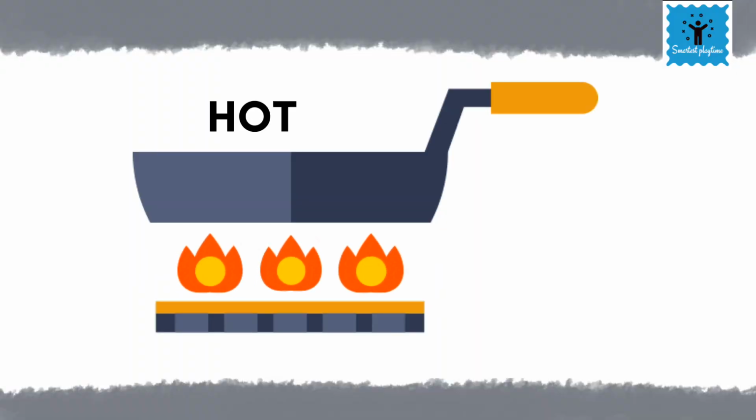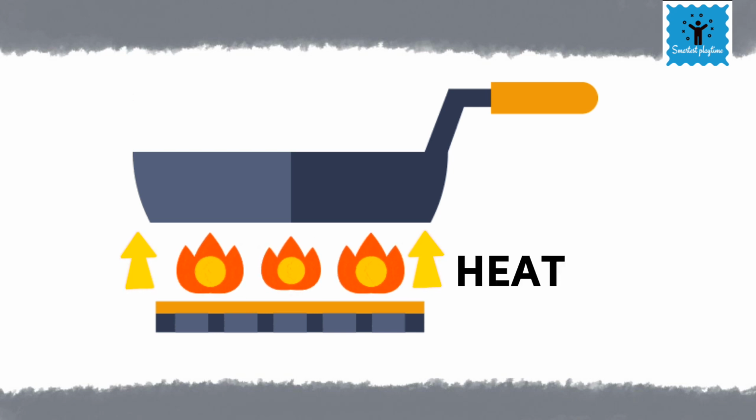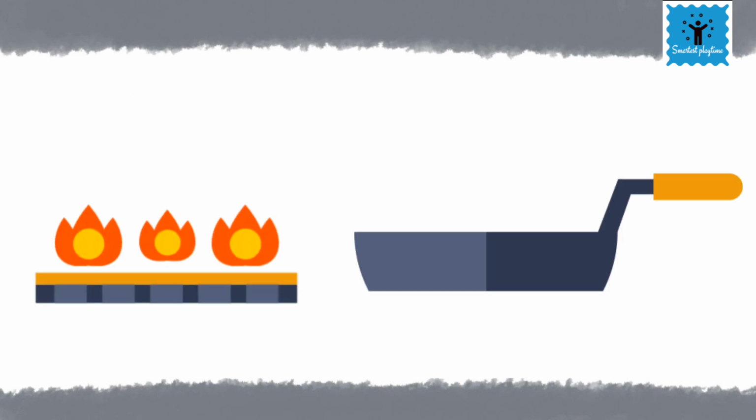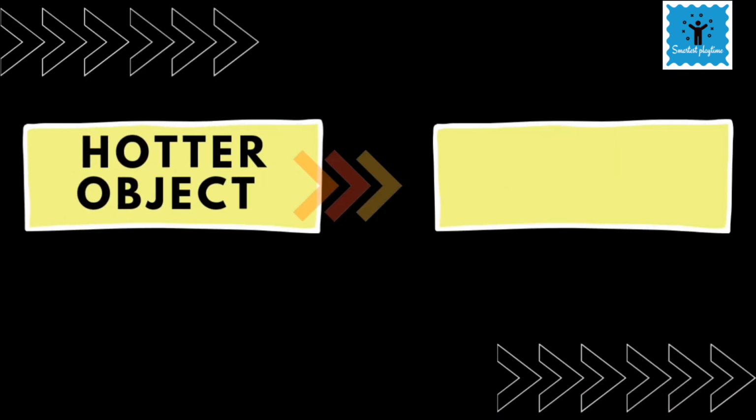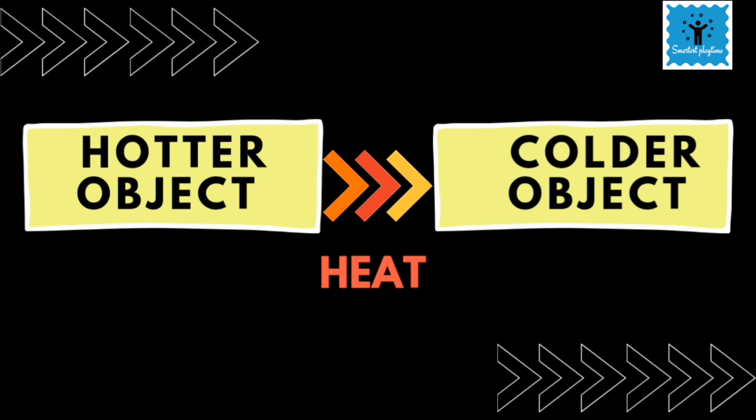Let's take a common example. When we keep a frying pan on a flame, it becomes hot because the heat passes from the flame to the utensil. And when the pan is removed from the fire, it slowly cools down because the heat is transferred from the pan to the surrounding. So, in both cases, heat flows from the hotter object to the colder object.